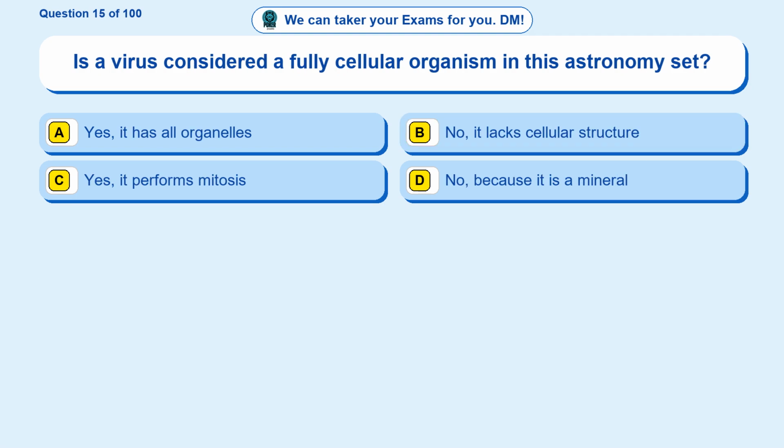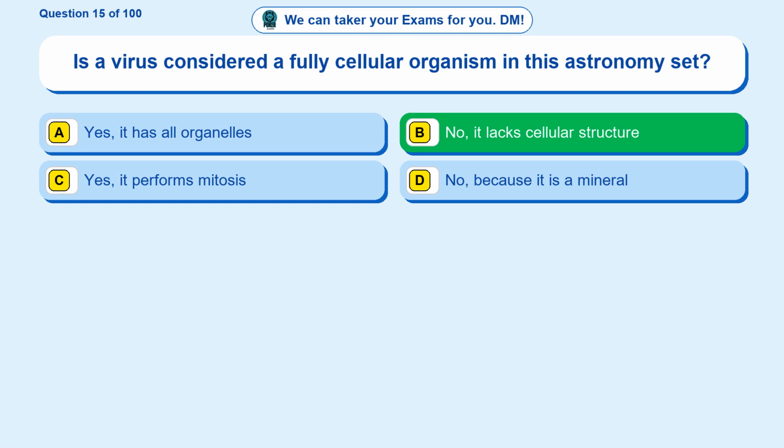Question 15. Is a virus considered a fully cellular organism in this astronomy set? Option A. Yes, it has all organelles. Option B. No, it lacks cellular structure. Option C. Yes, it performs mitosis. Option D. No, because it is a mineral.